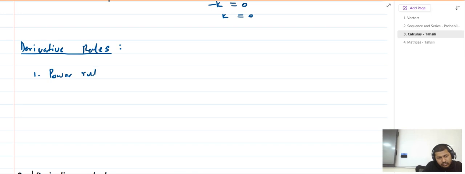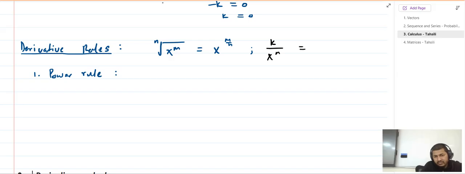Before we learn about the power rule, we need to know two important things. First, radicals: the nth root of x to the power m is x to the power m over n. The second rule is negative exponents. If I have a constant k over x to the power n, then that becomes k x to the power negative n. These two rules are important.